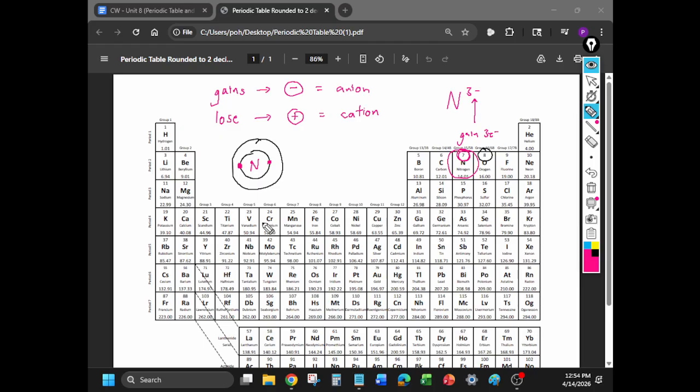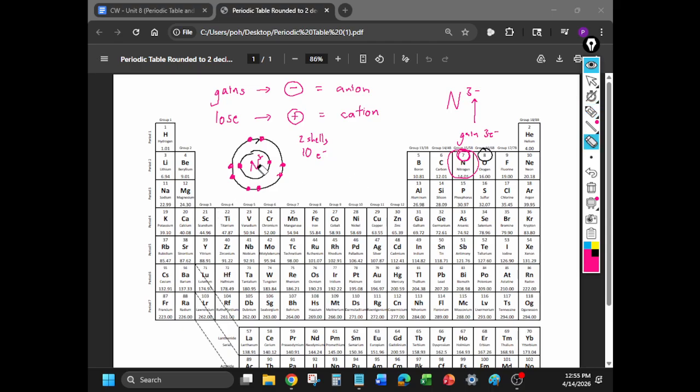And if you notice, the first shell always has 2, so you can just kind of remember that to make it easy. And then we got to get 7, so we're going to draw 3, 4, 5, 6, and 7. Okay? But since it's N3 minus, we add 3 electrons, so we just add 1, 2, 3 for a total of 10. That's it. So N3 minus is going to have 2 shells. It's going to have 10 total electrons. Okay, that's pretty much it. Any questions? Easy peasy? Okay.